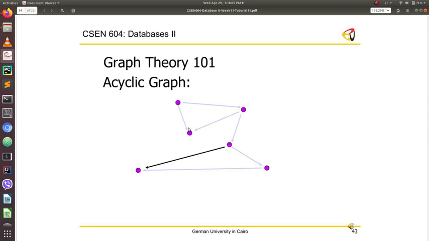Here is an example of an acyclic graph. Again, don't be deceived easily by the edges. Look carefully at the directions.